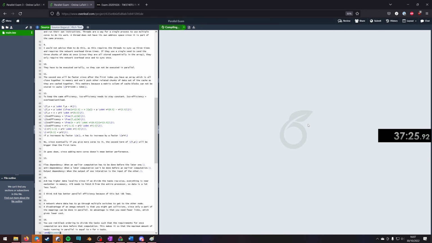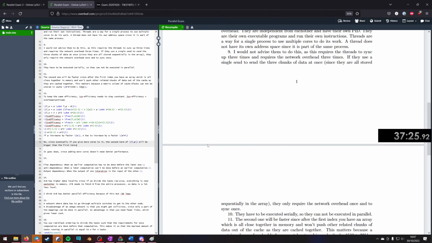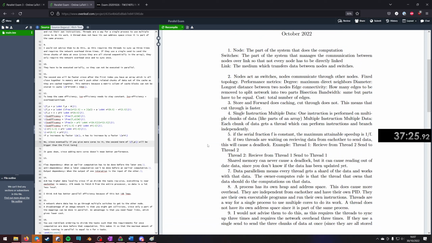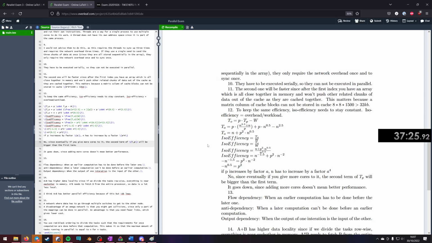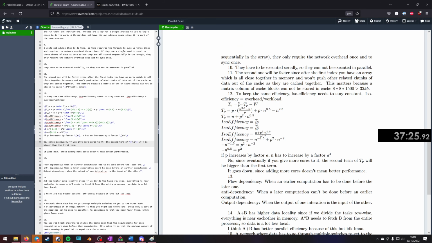Which question are we on? Question 12. So why do you have that p squared there in my T0? Because if I do, I have only p. There's no squared. It's not T0, it's TO. It's the overhead.